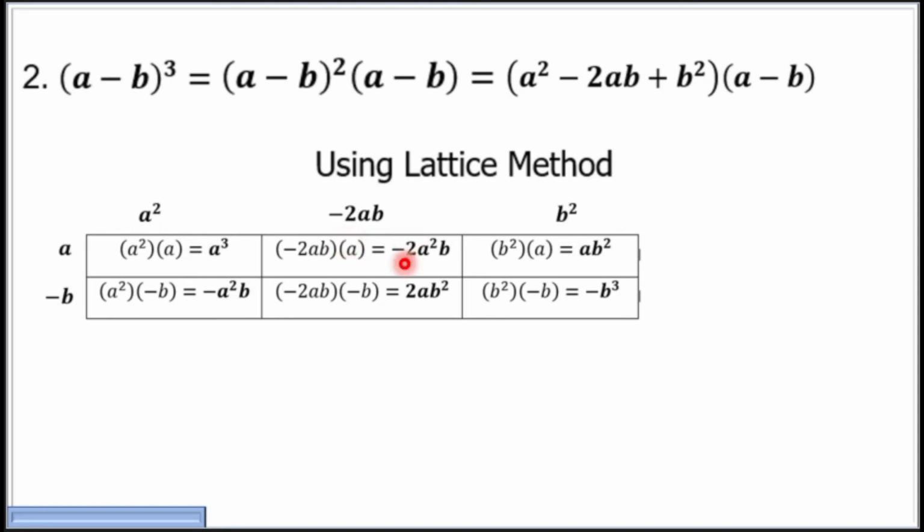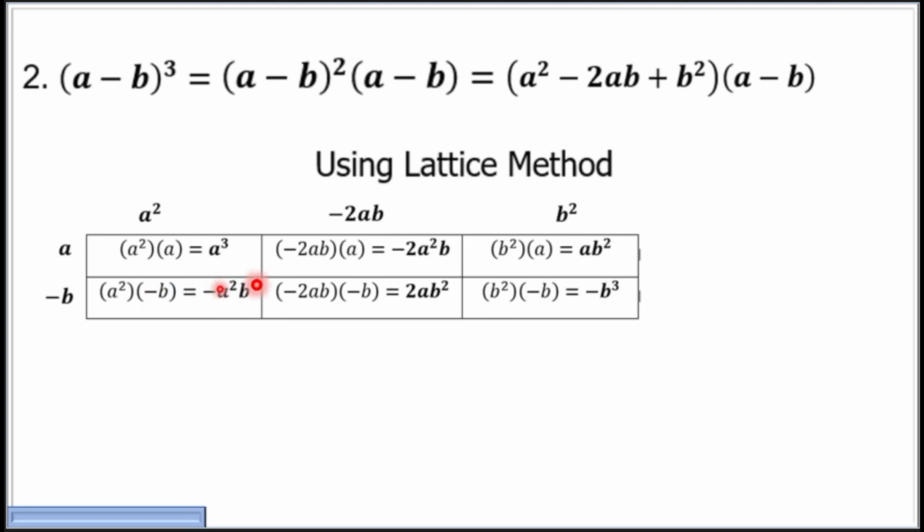A times a squared b, there is no b there, so copy the b. Next is a times b squared, so b squared times a, commutative, equals a times b squared. Okay. Next, a squared times negative b is negative a squared b. Since negative times positive, the term is automatically negative.